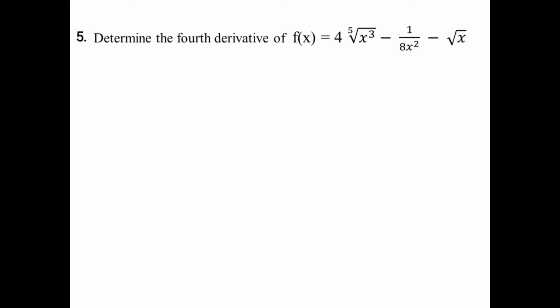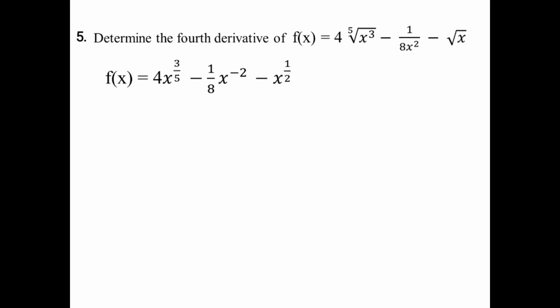Now let's see the fifth example. Determine the fourth derivative of f of x is equal to 4 fifth root of x cubed minus 1 over 8x squared minus square root of x. And the first thing that we need to do in order to get the fourth derivative is to make these radical expressions into exponential form and the fractional form into non-fractional form.